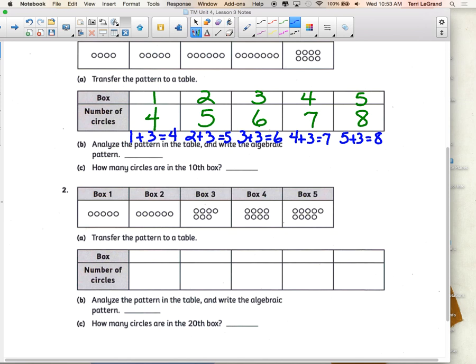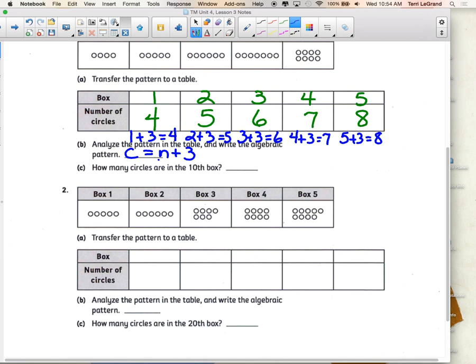Because it says, analyze the pattern in the table, that's what we just did, and write the algebraic pattern. In other words, no matter which box you were looking at, you would be able to use the pattern and be able to tell how many circles should be in it. So I need a C in my pattern and I need an N. C equals n plus 3. C equals, the number of circles equals, take the box number and add 3. Does that work, class? Were we adding 3 to the box number? We were, weren't we?